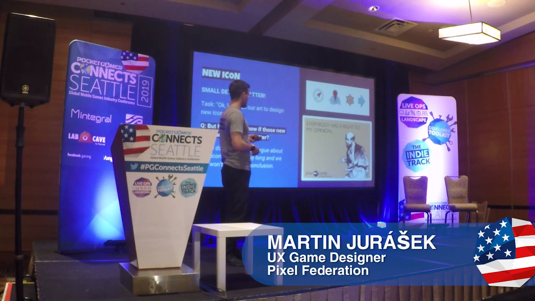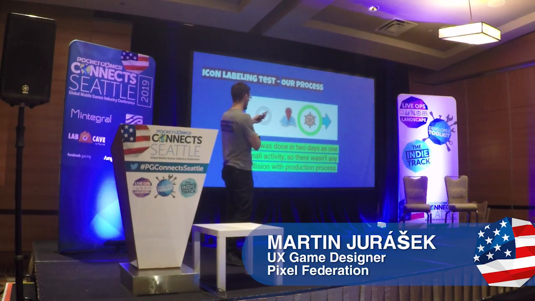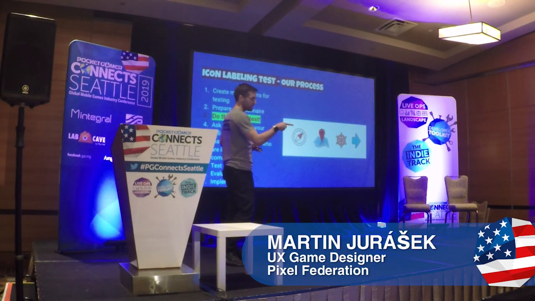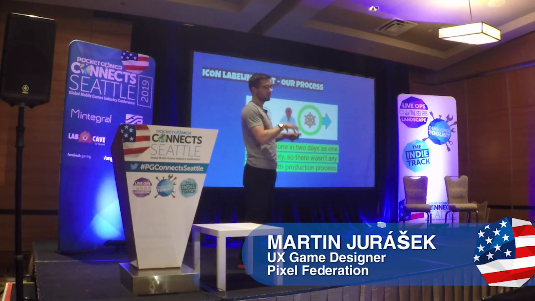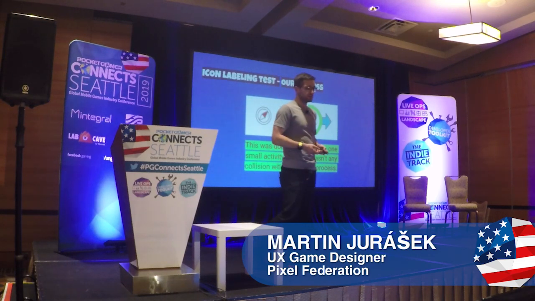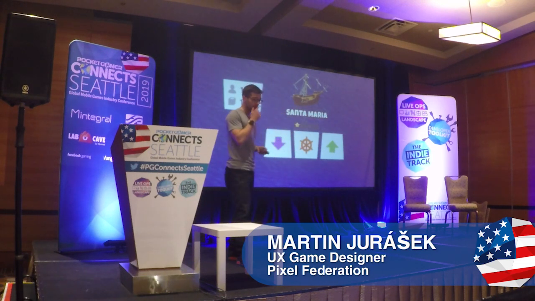Then we ran the test, and this is the detailed process of how we did it. But long story short, the winner was the steering wheel. It was done in 2 days. You want to take a picture, I guess. But I'll be sharing those slides, so no worries, because it's really detailed. So this icon was the winner of the icon labeling test. So we just improved our interaction, probably.